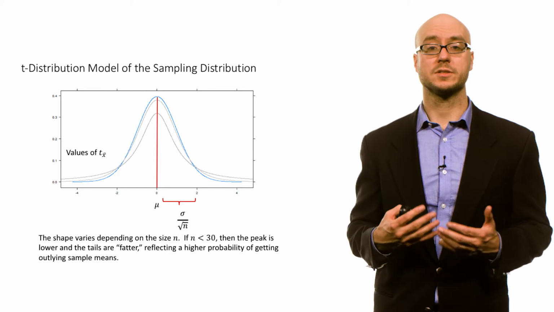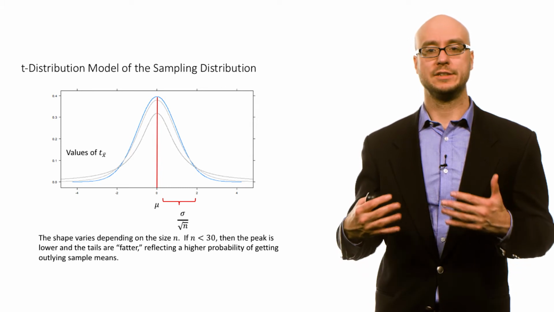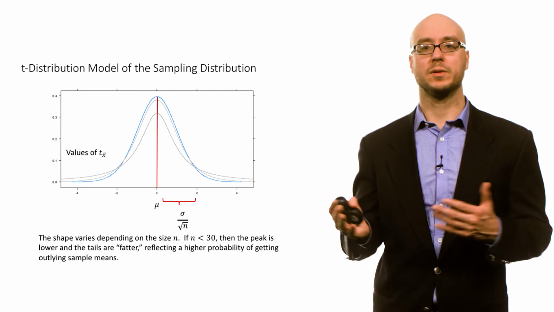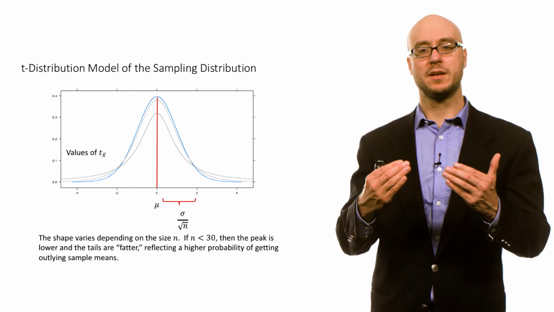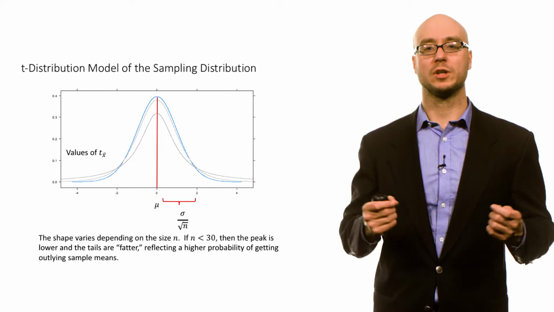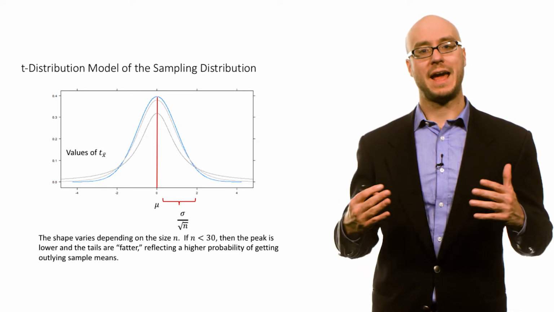In general, with a smaller sample size, you're going to have greater uncertainty. You're more likely, just through random chance, to have an extreme sample mean above or below that population mean. And so the peak of the distribution lowers, and the tails are what we call fatter. They're a little bit larger. So you're more likely with the t-distribution, as a model of the sampling distribution, to have extreme sample means above or below. This reflects the fact that realistically, with a smaller sample size, the sampling distribution will look more like the t-distribution than the standard normal distribution.